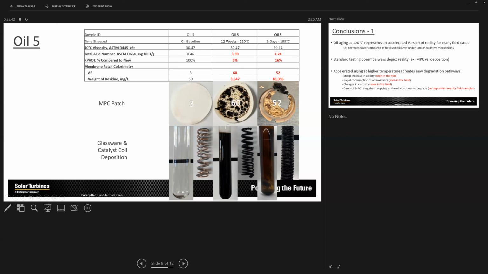So what we expect is severe, very severe oil degradation at both of these conditions, even at the lower temperature conditions.